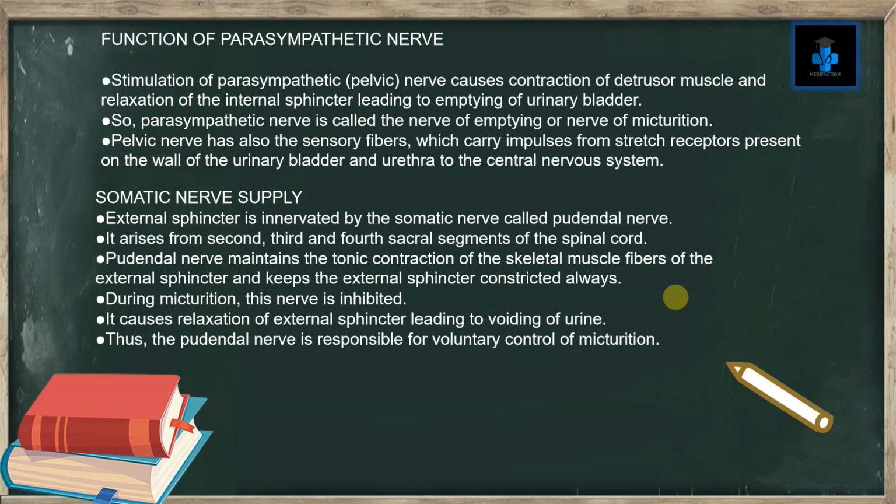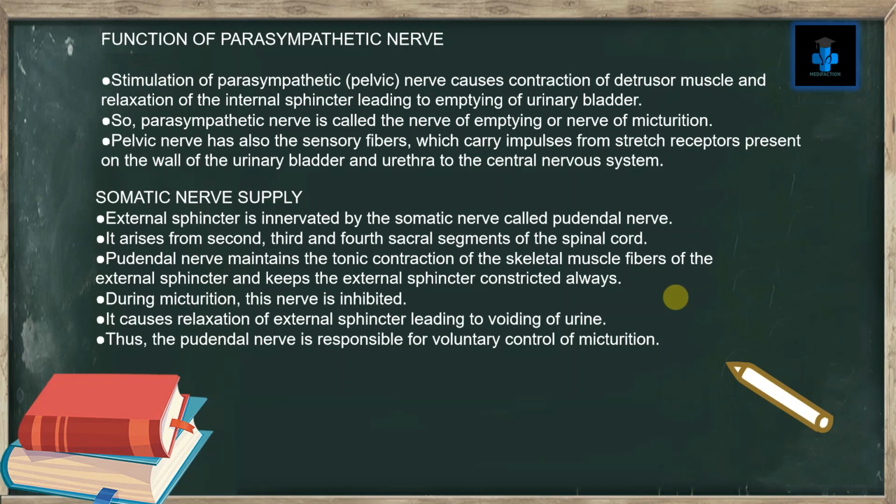Somatic nerve supply. External sphincter is innervated by the somatic nerve called pudendal nerve. This arises from second, third, and fourth sacral segments of the spinal cord. Pudendal nerve maintains the tonic contraction of the skeletal muscle fibers of the external sphincter and keeps the external sphincter constricted always.